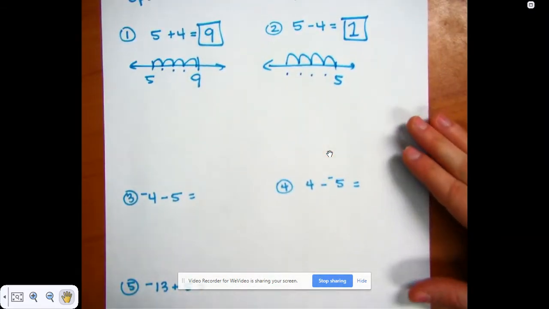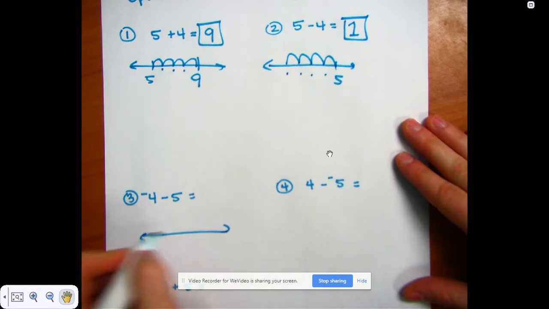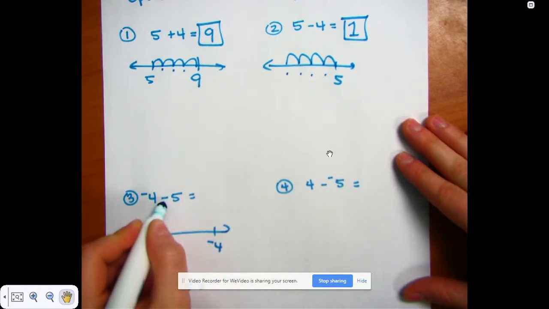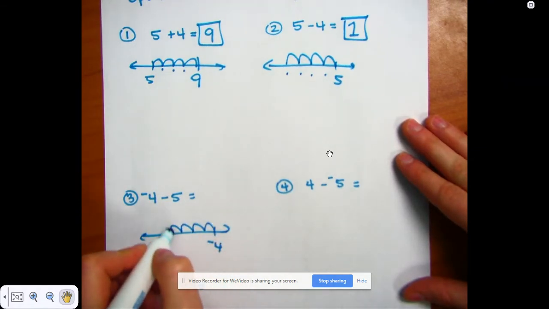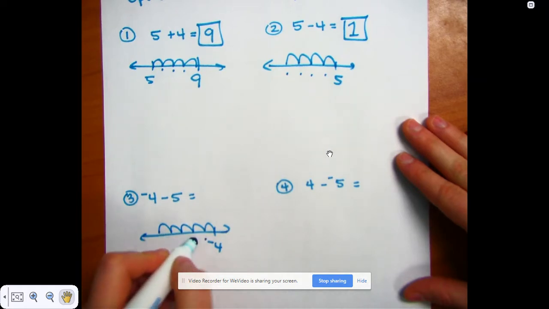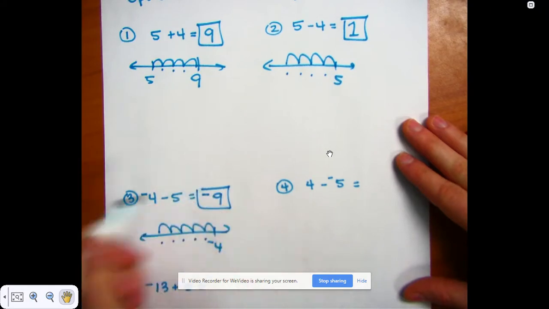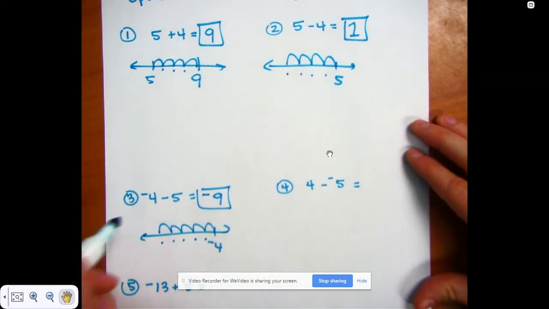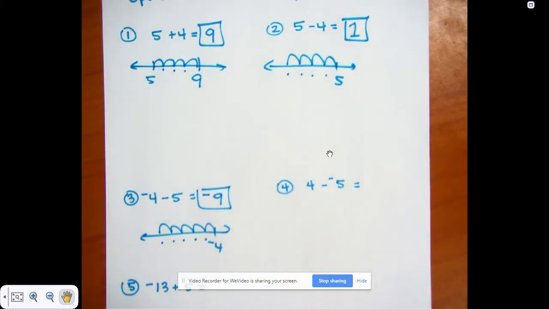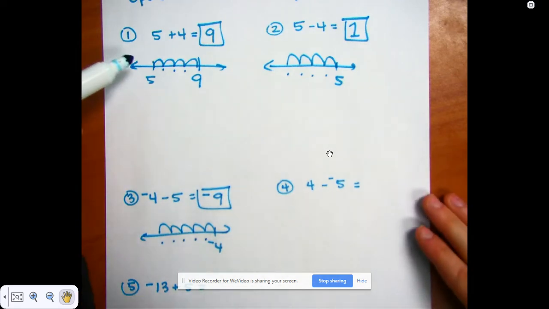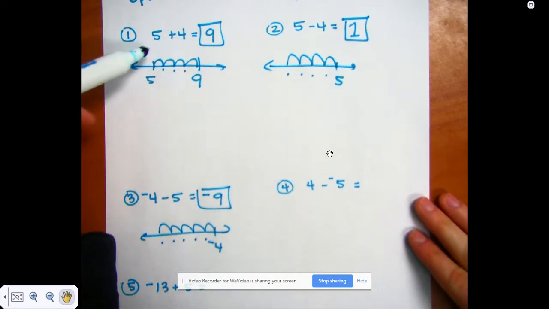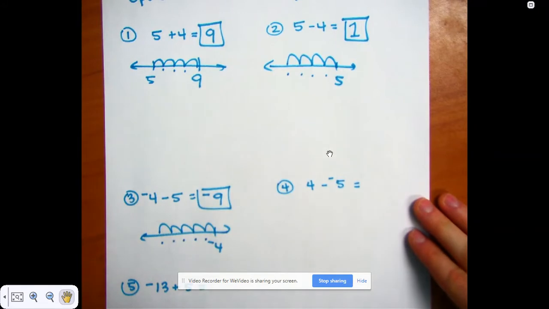Number 3, I'm at negative 4, but I'm going left 5. So 1, 2, 3, 4, 5, negative 6, negative 7, negative 8, negative 9. I'm going the same direction. So I'm actually adding these numbers together, but sticking on that negative. Just like number 1, I'm going the same direction. Positive 5, positive 4. I add them together, but I put a positive on my final answer.